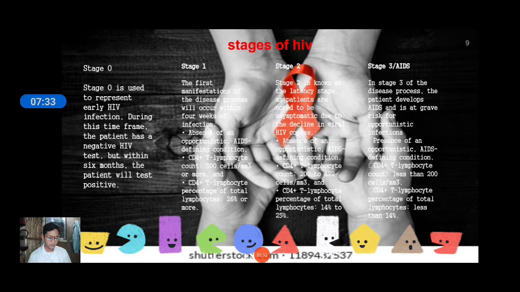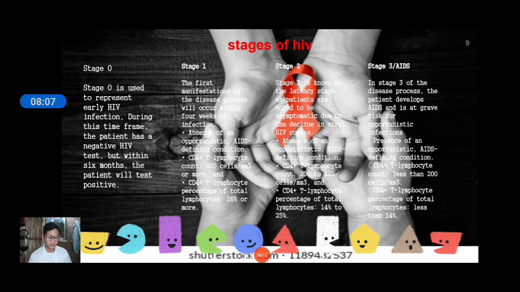In stage 1, we'll have the 3 following characteristics. First is the absence of an opportunistic AIDS-defining condition. Second is the CD4 plus T lymphocytes or T cells count is 500 cells per mm³ or more. And lastly is the CD4 plus T lymphocyte percentage of total lymphocytes of 26% or more.